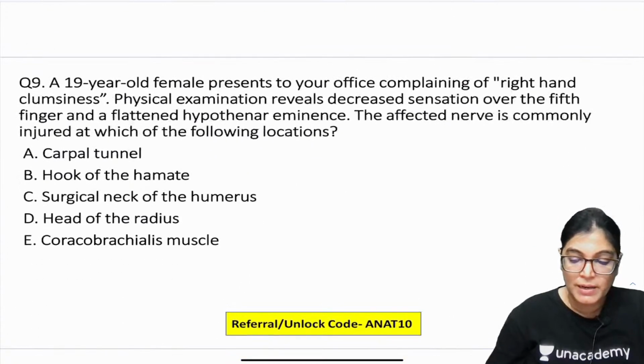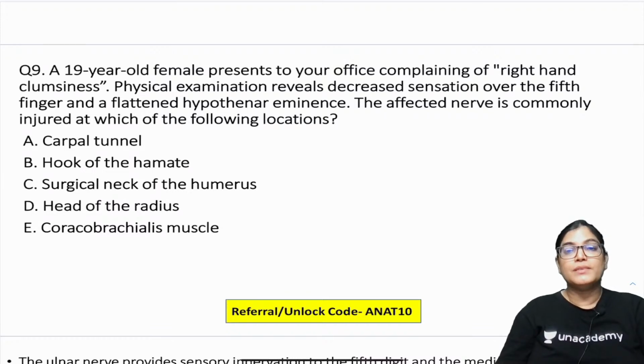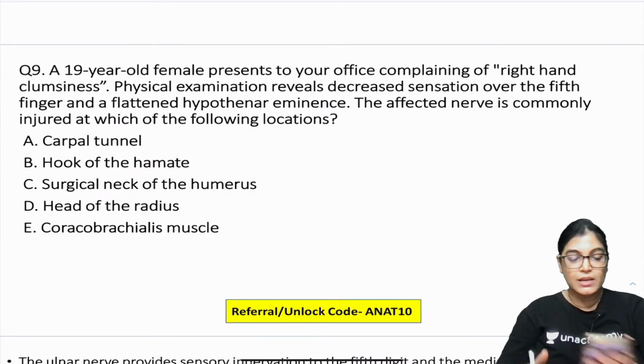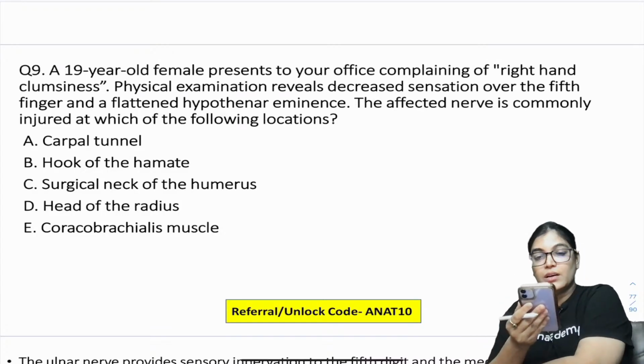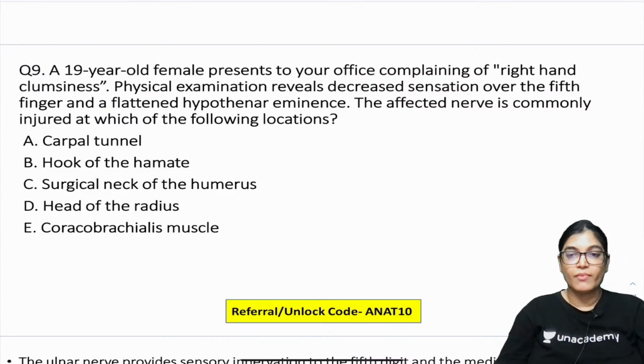Now, moving on to question number 9. A 19-year-old female presents to your office complaining of right hand clumsiness. Physical examination reveals decreased sensation over the fifth finger and flattened hypothenar eminences. Which of the following nerves is involved? Carpal tunnel, hook of hamate, surgical neck of humerus, head of radius, coracobrachialis muscle. So, we have got 5 options. Mark the correct answer. Question number 9. All the best.